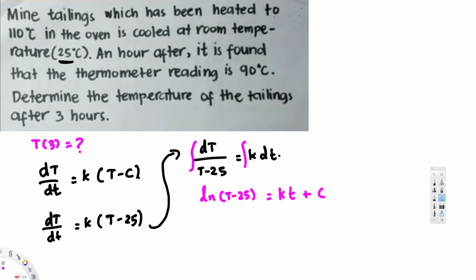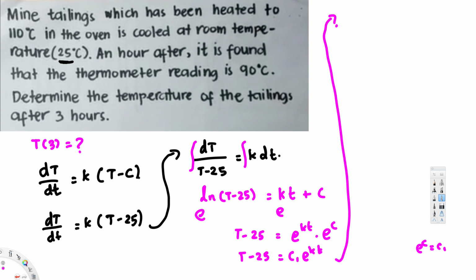Now to get rid of this ln, we can take e power both sides. So e power this, e power this, e power ln cancels each other. We will end up with T minus 25, and on the other side we are going to have e power kt times e power constant, and e power constant, let's equate that one to c1. Okay, so we can write this one as T minus 25 equals c1 e power kt. So from this one we can derive an equation that is T is equal to 25 plus c1 e power kt. Okay, now we have this first equation.